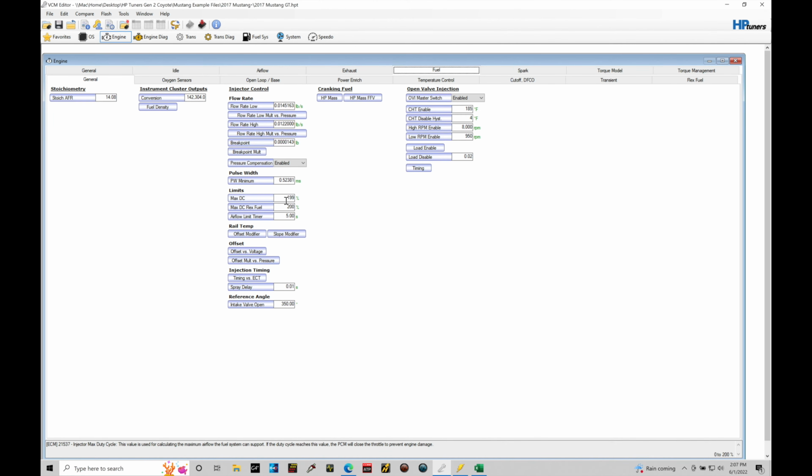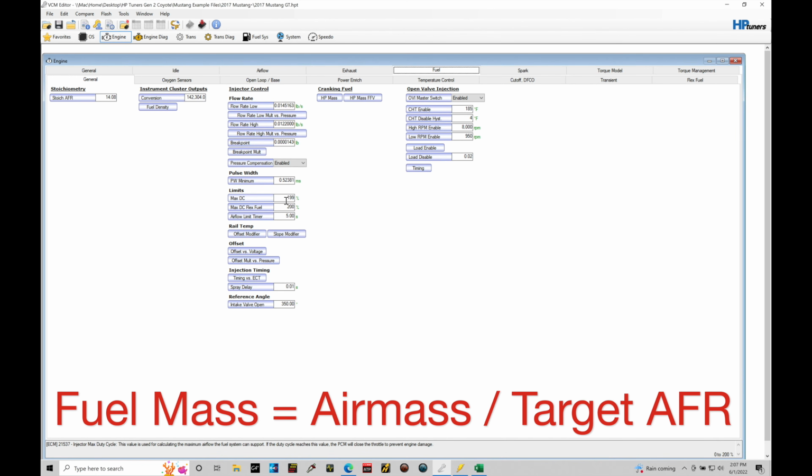Let's jump in here and talk about the air and fuel model that we have going on in our Gen 2 applications. We have an underlying equation where we translate a certain amount of airflow coming into the engine into a certain amount of fuel that we need to deliver. That's fuel mass equals air mass divided by target air fuel. Any mass airflow based car will have the same type of underlying fundamental equation. Doesn't matter if it's a Ford, a GM, a Subaru, they're all going to be the same.